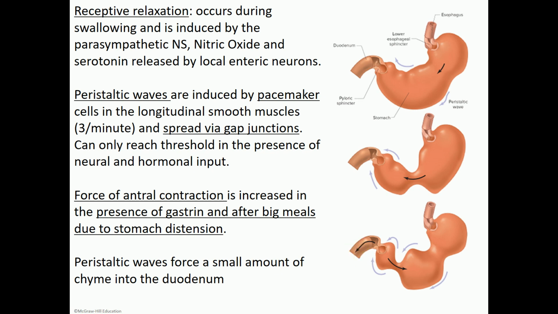And we get those stronger contractions either after a big meal, due to stomach distension and the stimulation of those stretch receptors, and also in the presence of gastrin. So gastrin increases secretion, it increases motility, and again, leads to those very forceful antral contractions that will eventually lead to the opening of the pyloric sphincter.